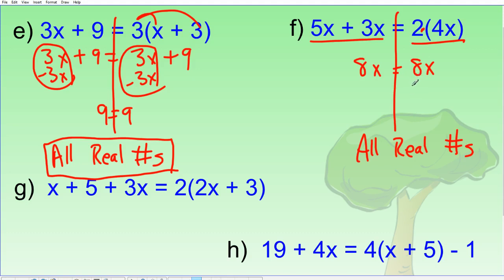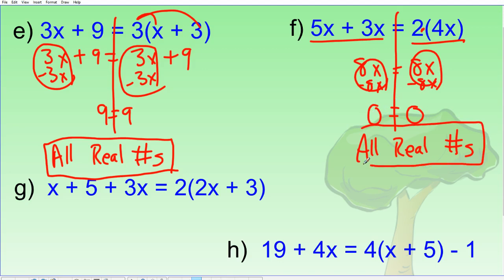Now, if you didn't see that for some reason, and you subtracted 8x on both sides, maybe you like doing that step. This cancels. This cancels. What's left? Well, 0. 8x minus 8x is 0. And this is still true. Both sides are equal to each other. All real numbers.